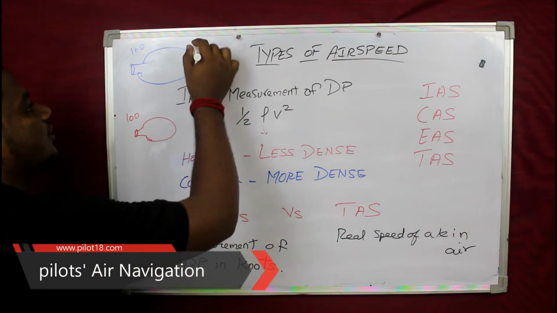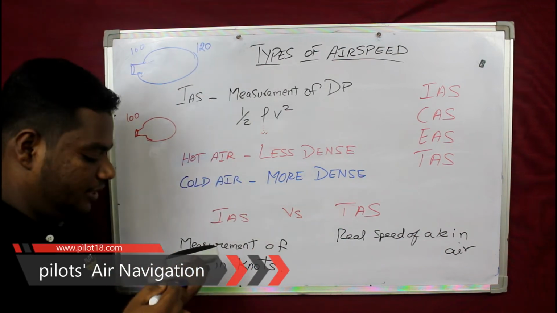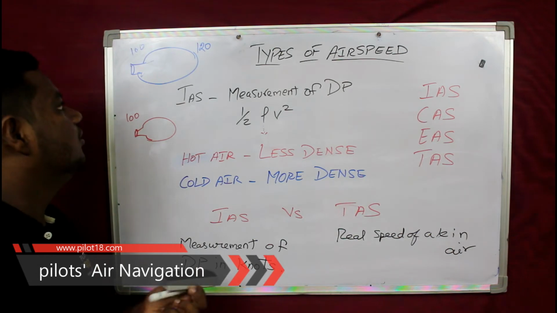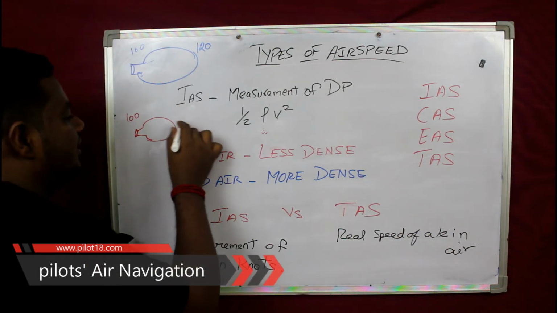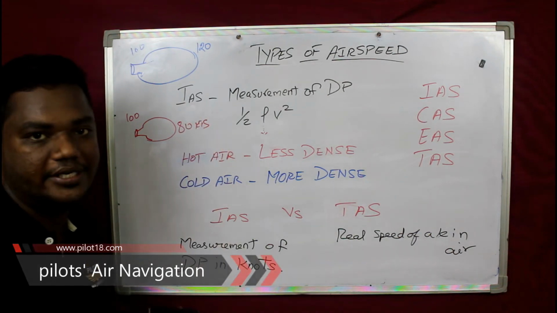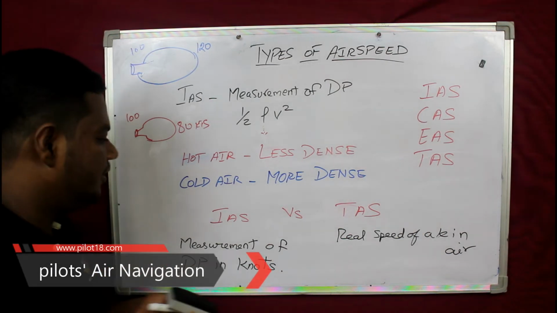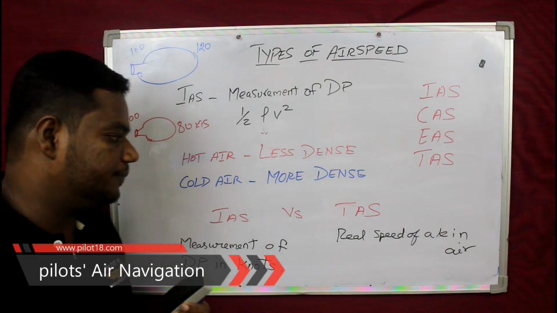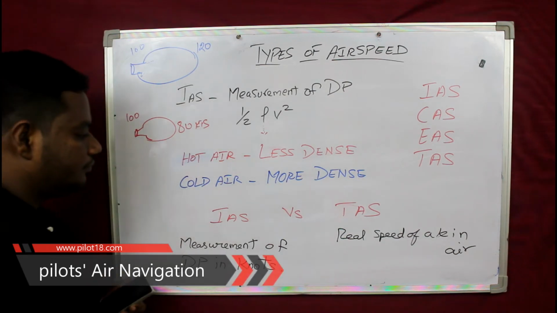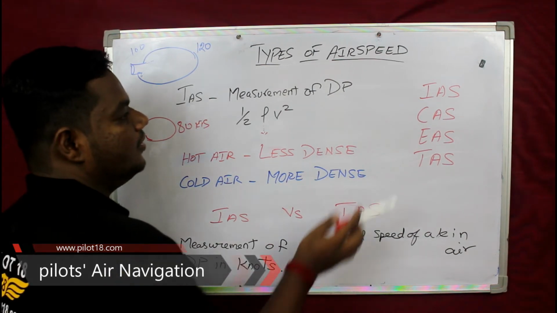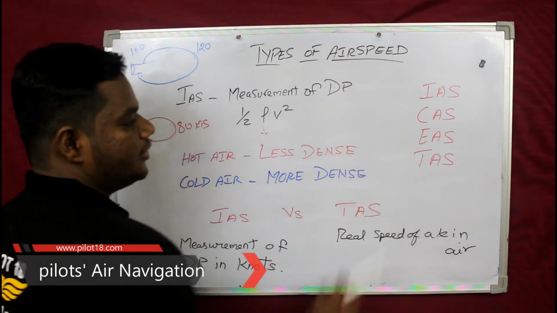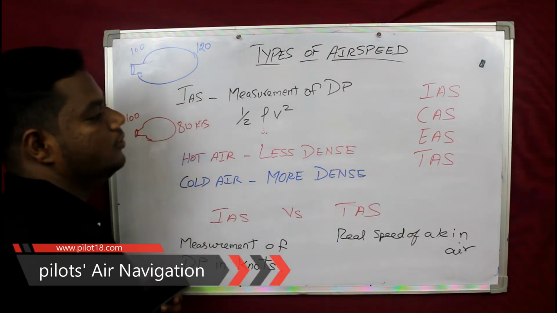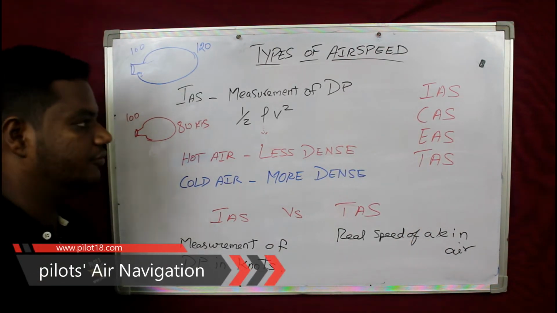But here what your instrument will show is 120 knots, and here what your instrument will show is 80 knots, just for an example. So this is the difference between indicated airspeed and true airspeed. Okay, so now in order to get from indicated airspeed to true airspeed, in between there are another two speeds that we need to find out.